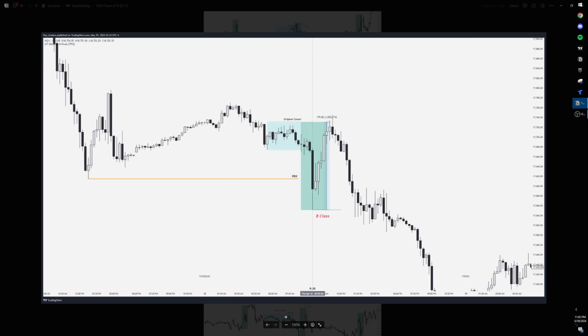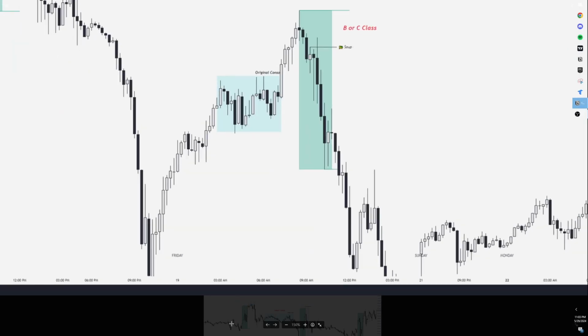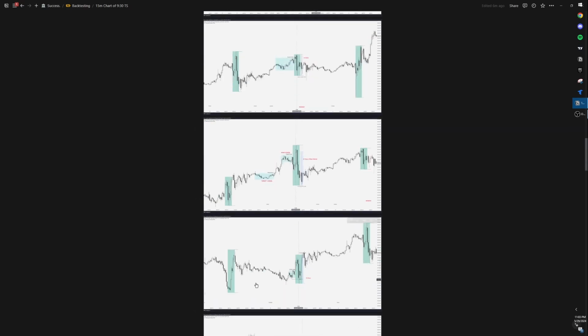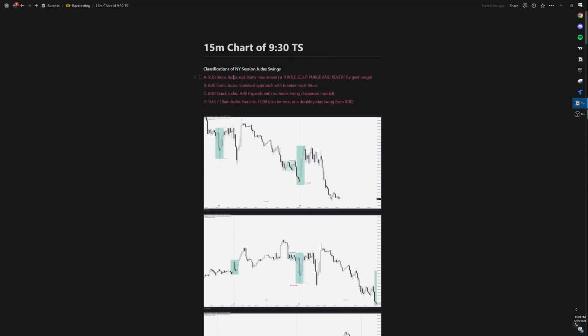Any more? Nice one. Look how 8:30 contained within the original consolidation. 9:30 manipulates previous day low, and then expands back up. So I want you to focus on, if you're building this as a model or you want to study it, these two sorts of days to find your best turtle soup, if that's what you're trying to focus on. Turtle soup is going to happen on these kind of days.